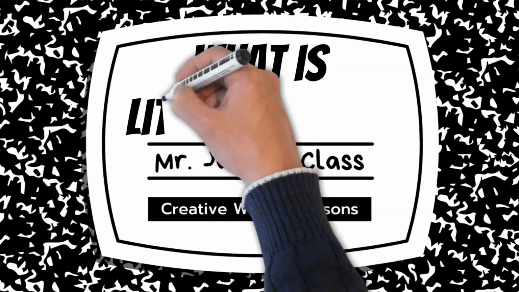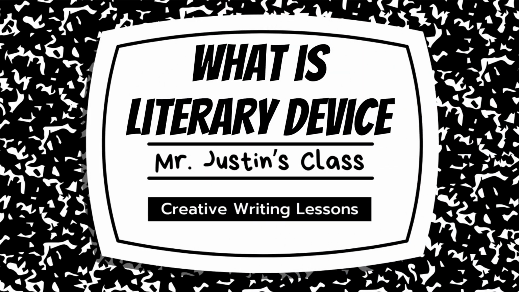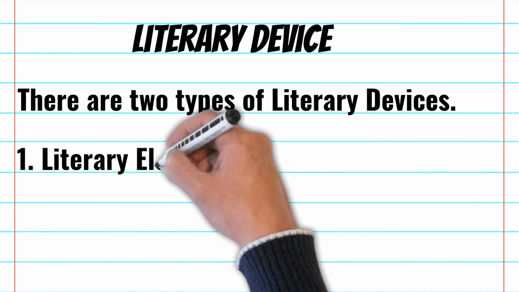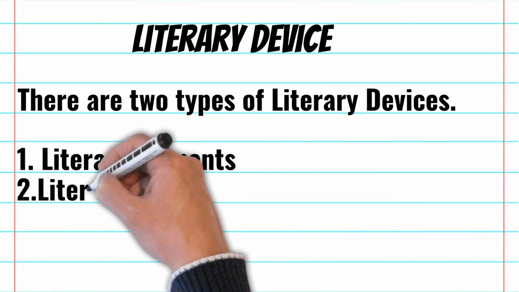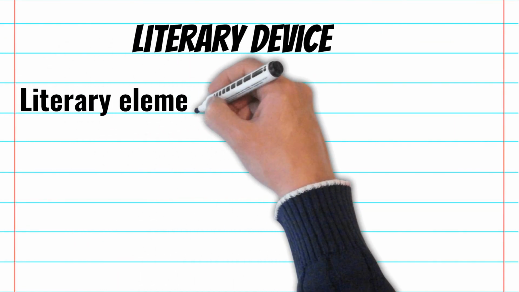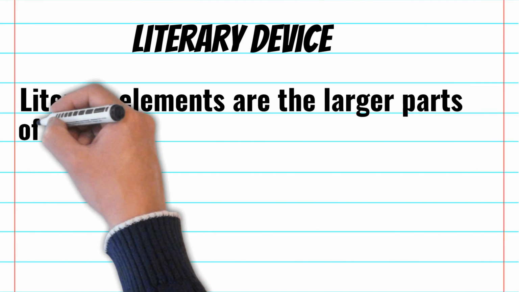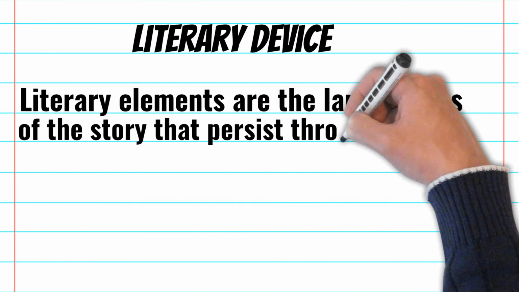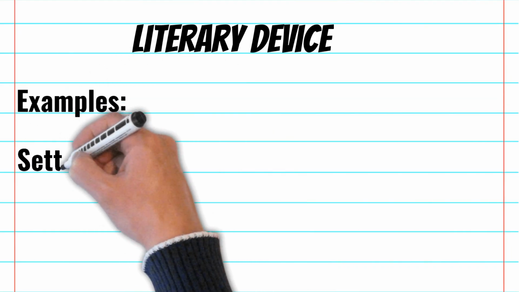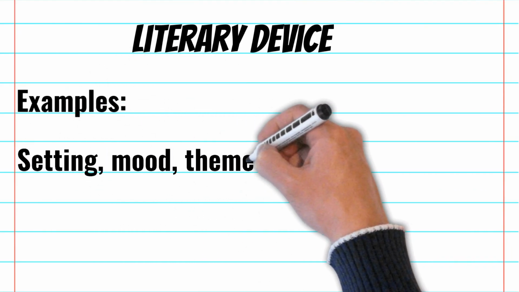In this video, I'll be going over what a literary device is. There are two types of literary devices. The first is literary elements, and the second is literary techniques. Now, let's jump into what the differences are. Literary elements are the larger parts of the story that persist throughout. Some examples of literary elements are setting, mood, and themes.